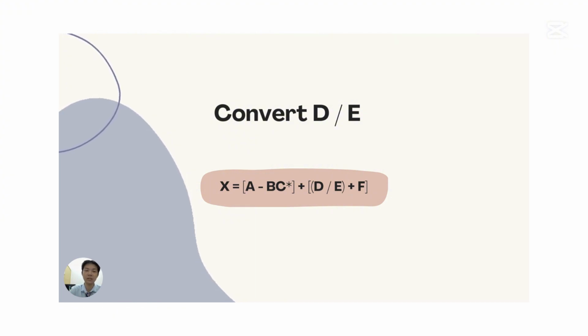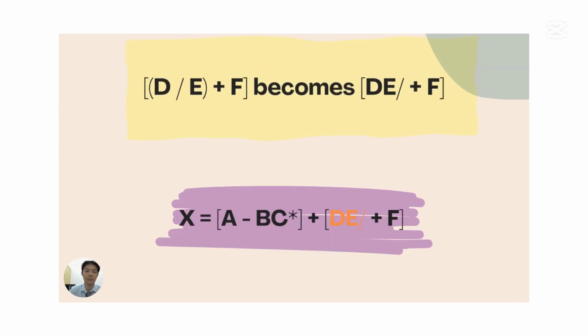After that, we also convert the second parenthesis, which is d divide e. D divide e will be rewritten as de divide, and the parenthesis is also removed, and we get x equals a minus bc multiply plus de divide plus f.